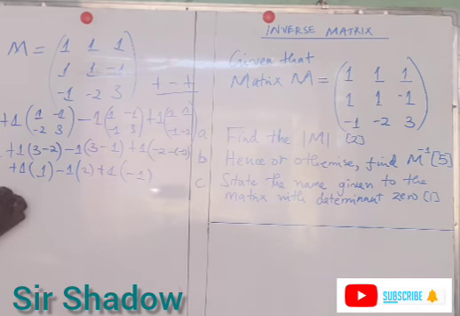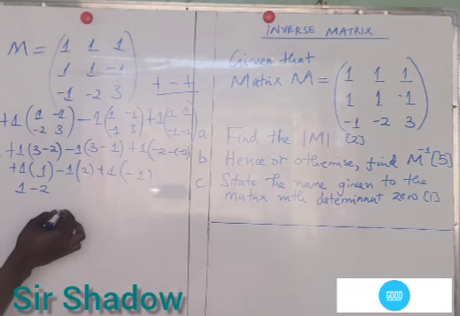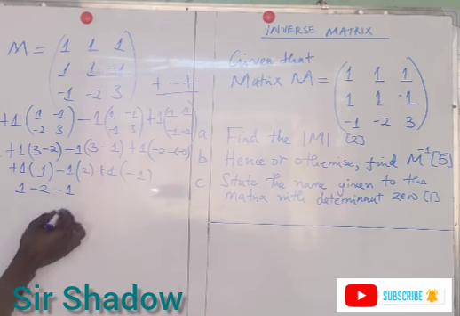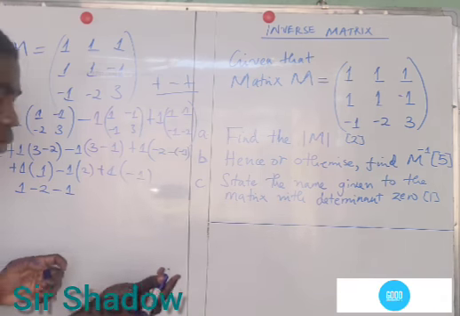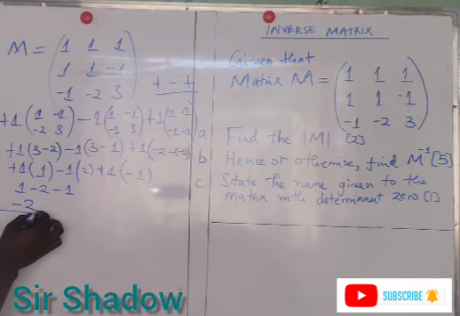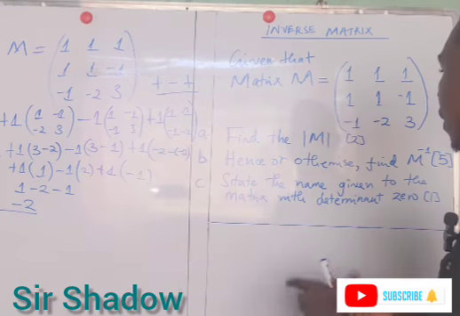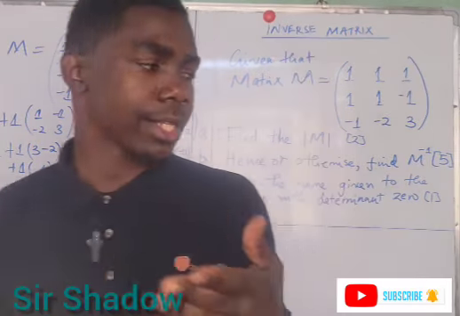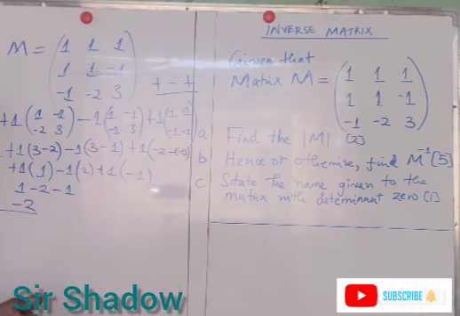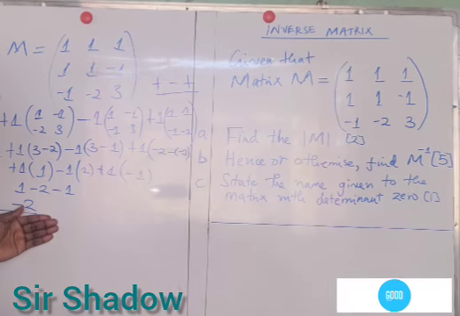So what we have is 1 here, minus 2, 1 minus 2, minus 1. So we are saying 1 minus 2, which is minus 1. Minus 1 minus 1, which is minus 2. So meaning our determinant for matrix M is negative 2. Here is our determinant for matrix M, right? Here is the determinant for matrix M, which is negative 2.